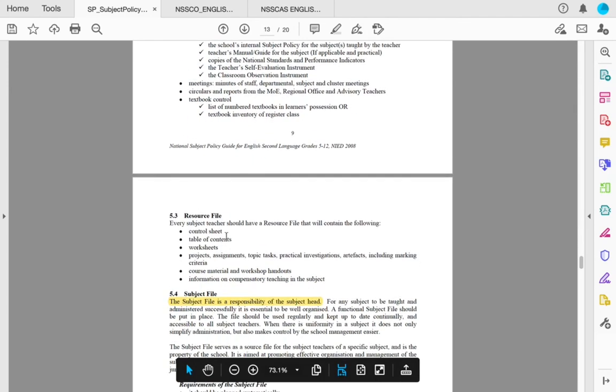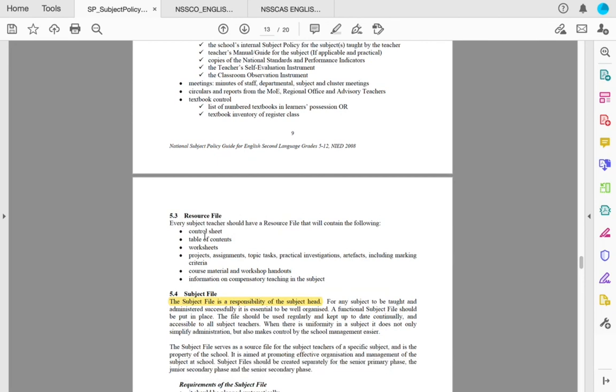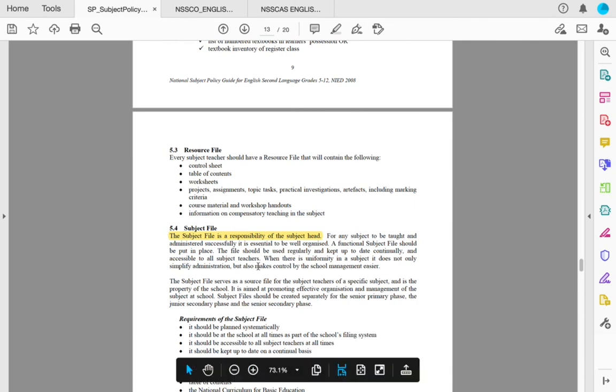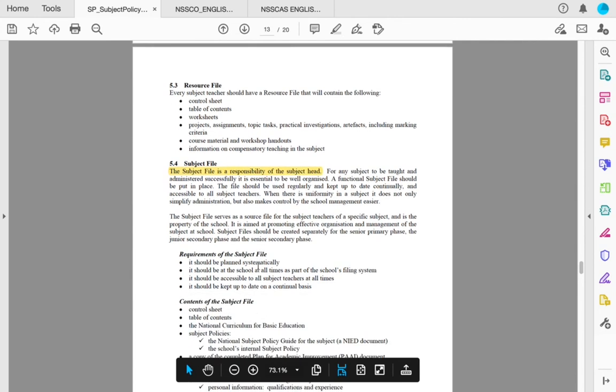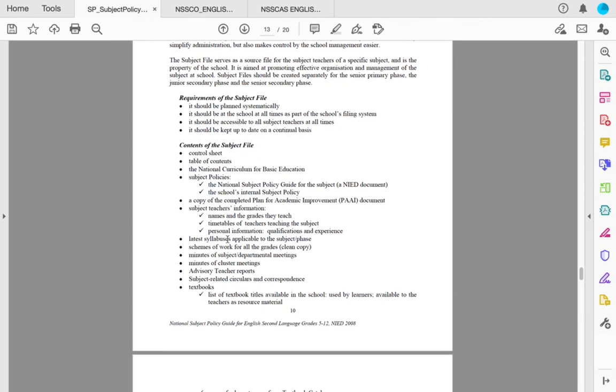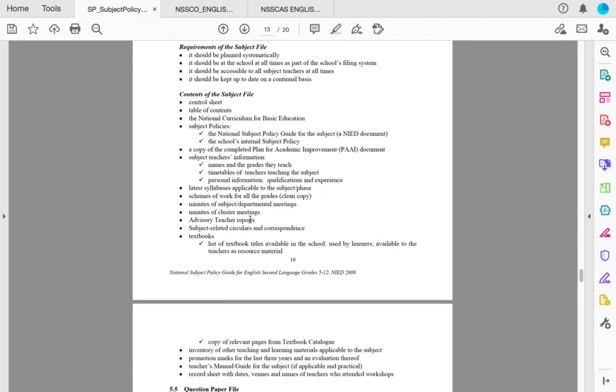And then we have got the resource file, where you have the worksheets, project assignment topics, practical investigation artifacts, including marking criteria. Those are the things that you need to include in the resource file. And then we have got the subject file, which is compiled or is in the hands of the subject head, but you can work together with the subject head to compile the file. These are the things that you need to include in the subject file. So I encourage you to really read and have these files.